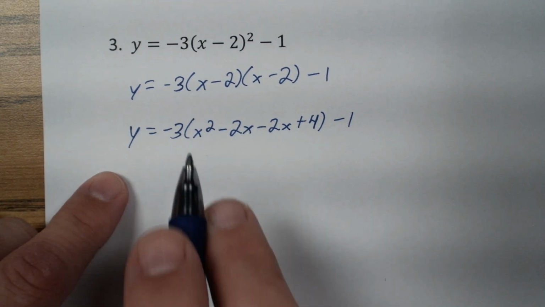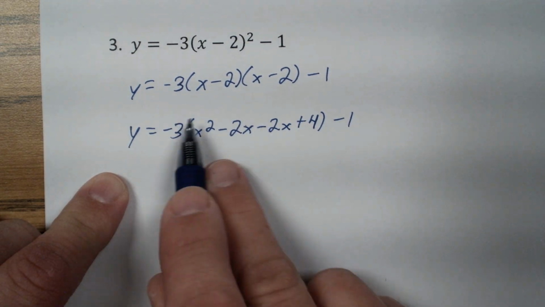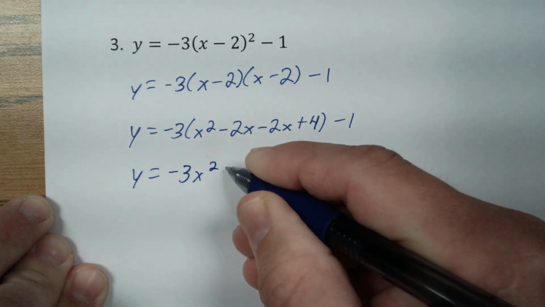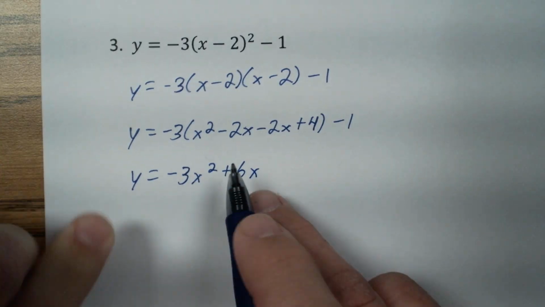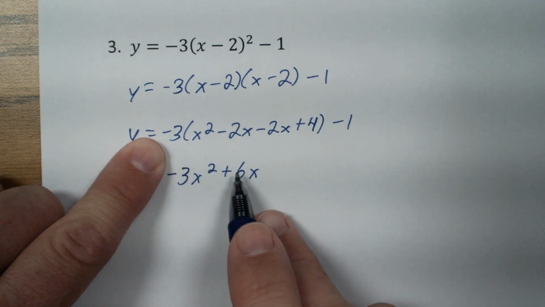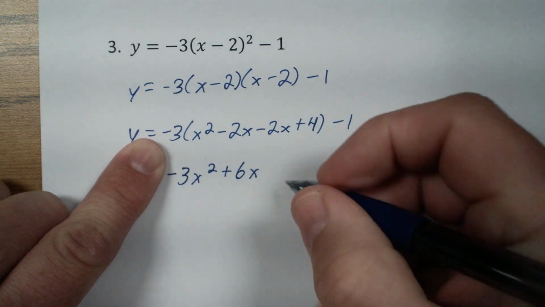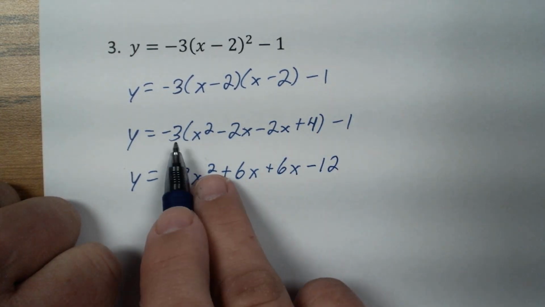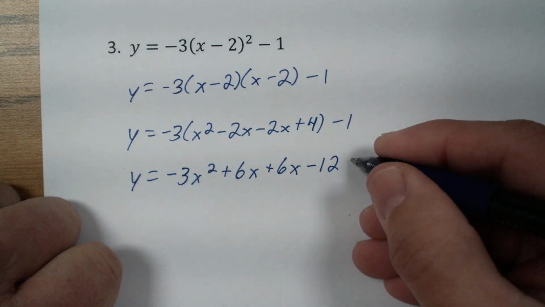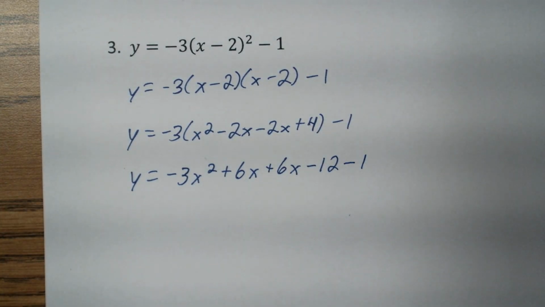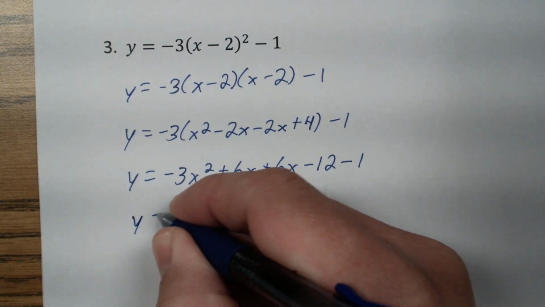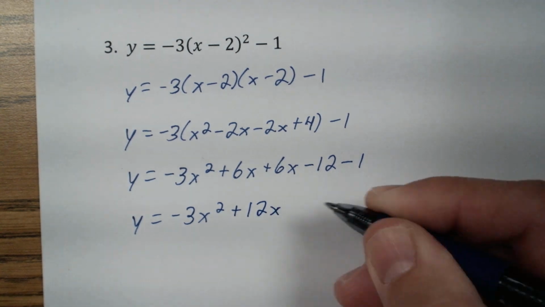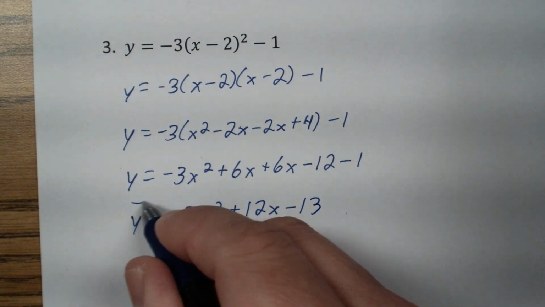Okay, and now I'm going to go ahead and distribute the negative 3 to everything in here. I do want to mention really quick, negative 3 times negative 2x made positive 6x. Similar right here. Negative 3 times positive 4 made negative 12. The minus 1 does not get multiplied by the negative 3. Now combine your like terms, you're going to be finished. Alright, and this is my answer.